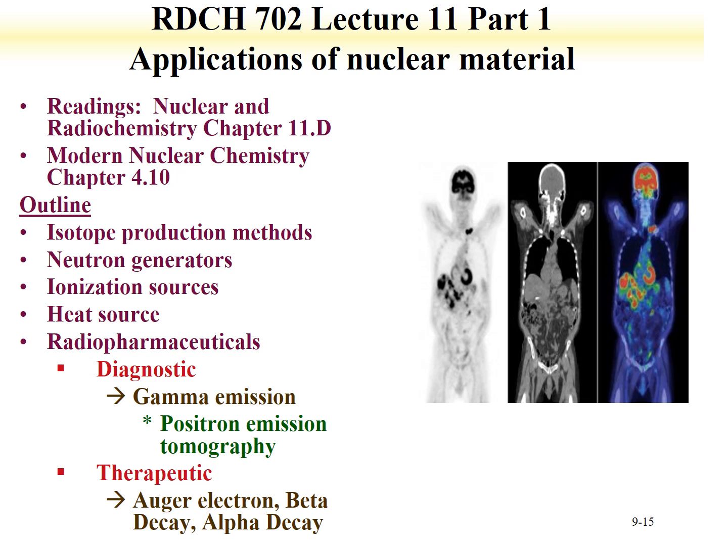This concludes the first part of Lecture 11 for Radiochemistry 702, where we discussed isotope production methods, neutron generators, ionization sources, and heat sources. Part 2 will cover radiopharmaceuticals. Please proceed to Part 2 when you've completed this lecture.